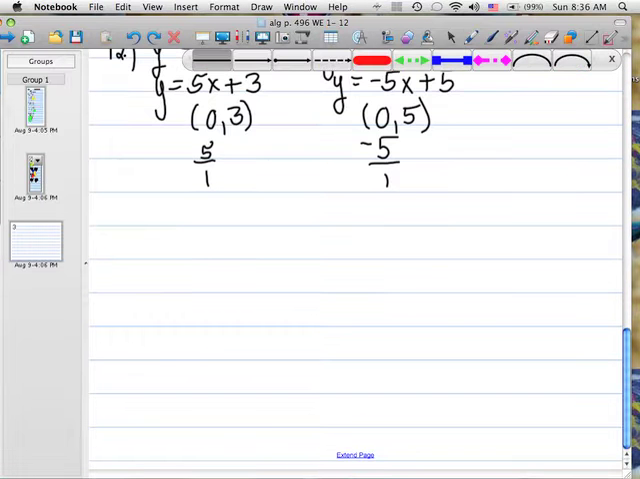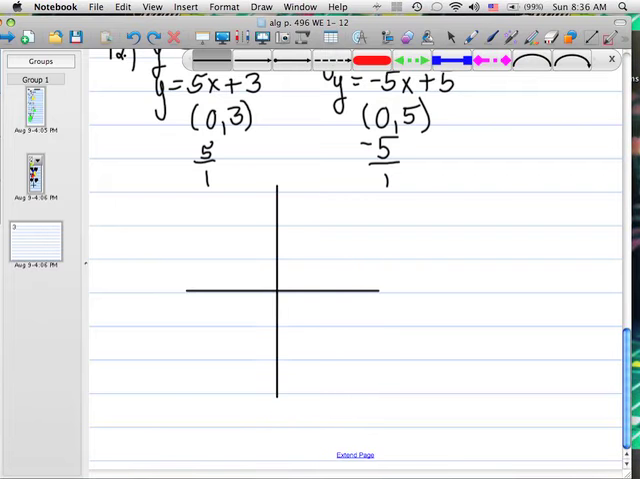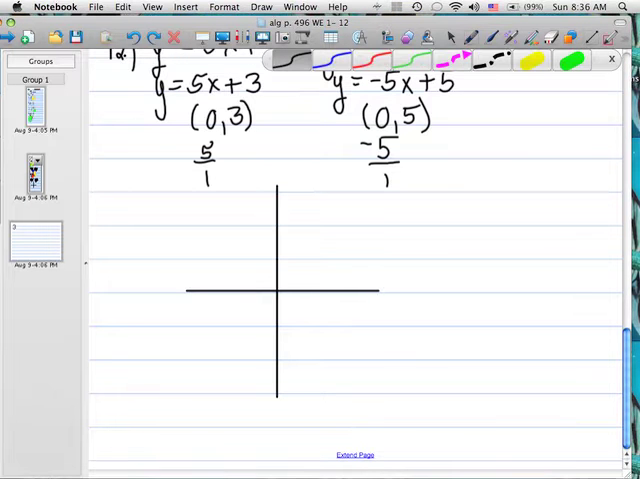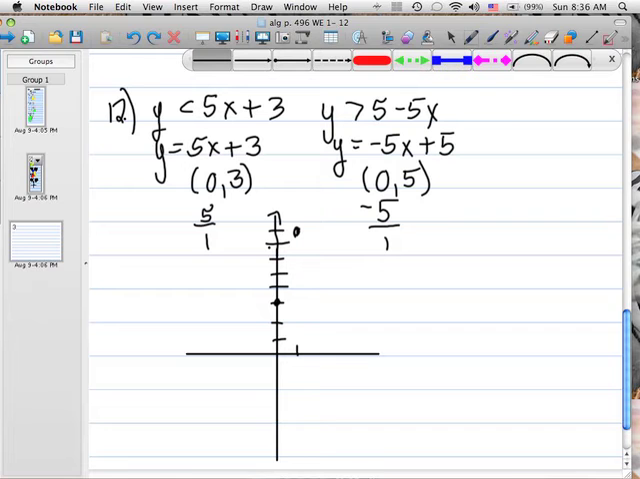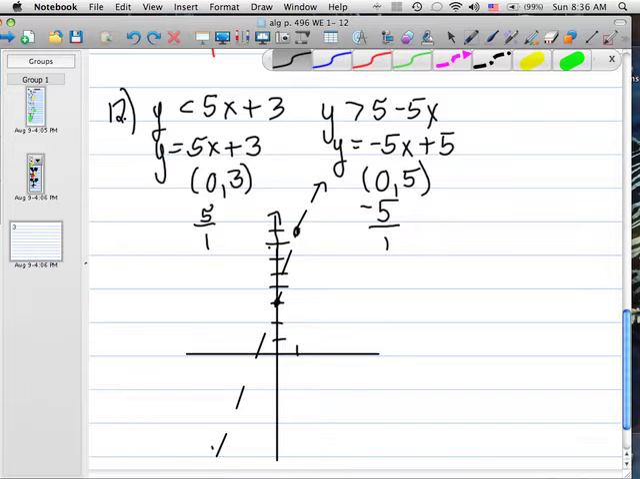Make your coordinate plane. And the first equation, the intercept was 0, 3. The slope was 5, so up 5, right 1. So our second point's about there. And it was less than, so it's a dashed line. And it said less than, so it would have to be shaded below.